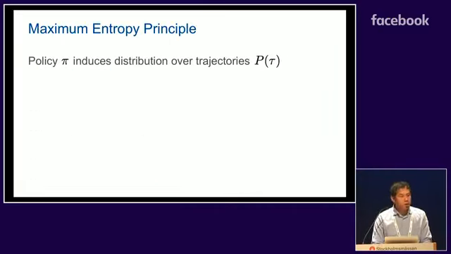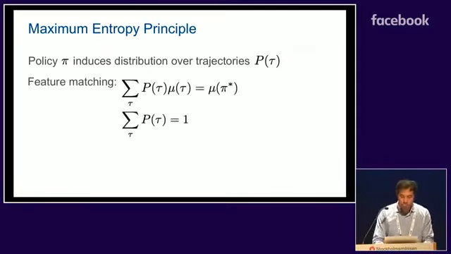And the maximum entropy principle gives us actually a principled way to resolve this issue. First, we notice that executing any policy pi over the state space will induce distributions over possible trajectories. Let's call that p(tau). And we'll reason over the distribution of these trajectories.